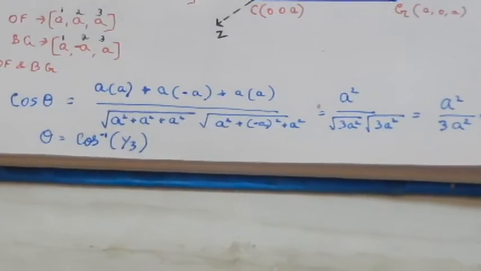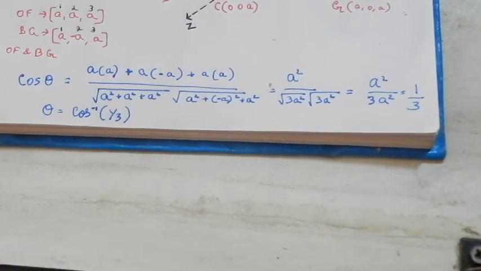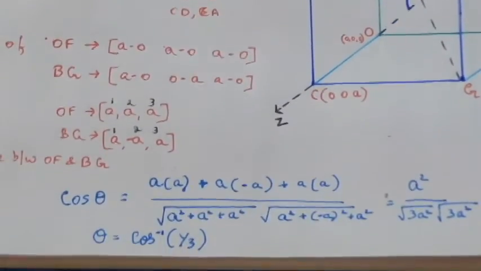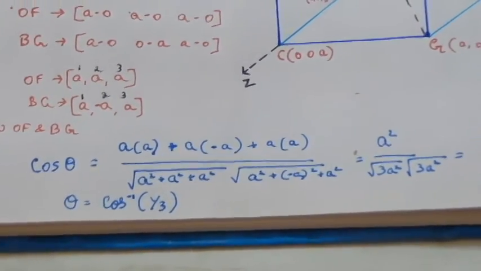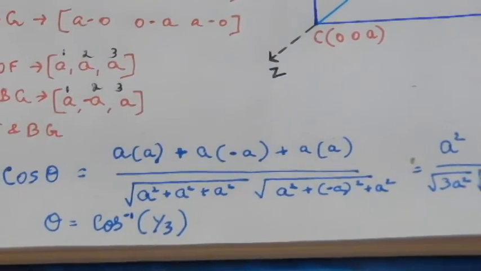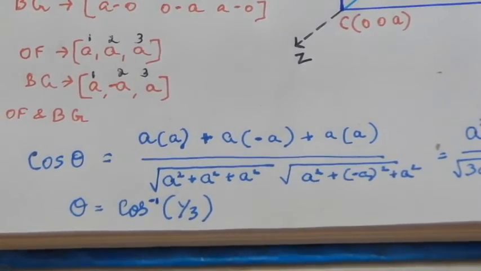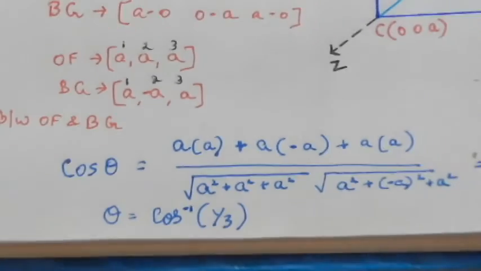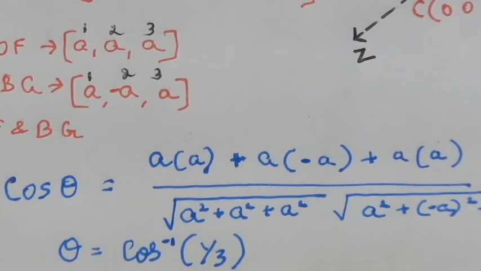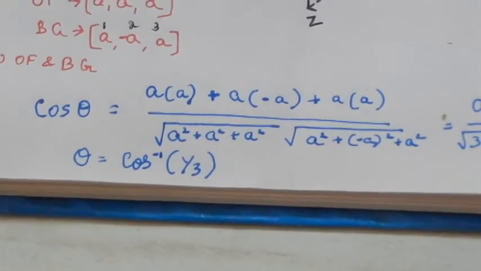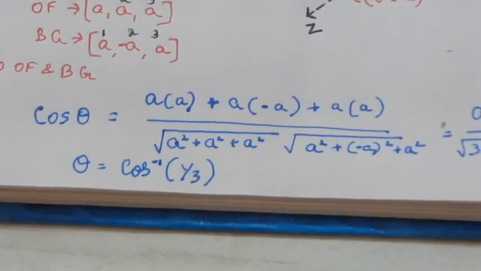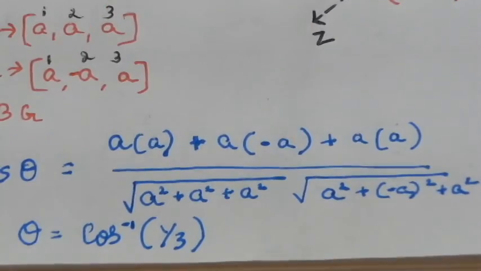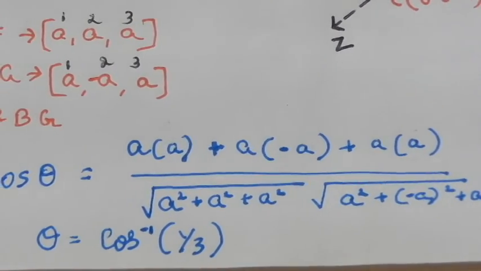The angle between the diagonals of the cube, cos theta, is equal to a into a plus a into minus a plus a into a, that is equal to a square, since a square and minus a square get cancelled in the numerator, and the denominator is root of 3a square into root of 3a square, which will be 3a square, since the roots get cancelled. So finally we will get cos theta as 1 by 3 and theta as cos inverse of 1 by 3.